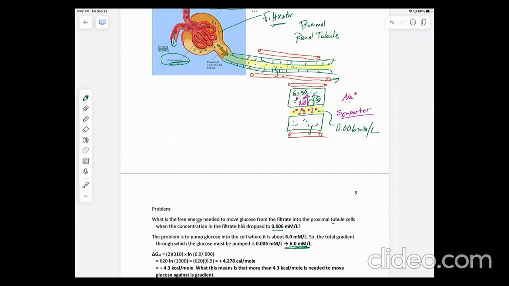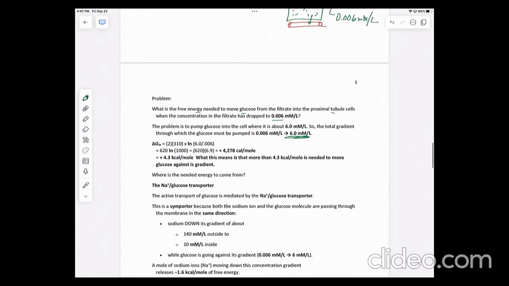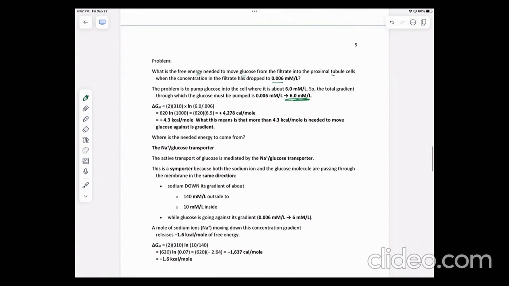So now I got a pretty good concentration of glucose in that cell. I got 6 in the cell and 0.006 out of the cell as I take my last little bit of glucose molecules and pull them out of the filtrate. Well, that's a pretty good concentration gradient. So now the big question is, how much energy am I going to need? How much am I going to put in the system to make that happen? So I'm going to utilize my handy dandy equation here.